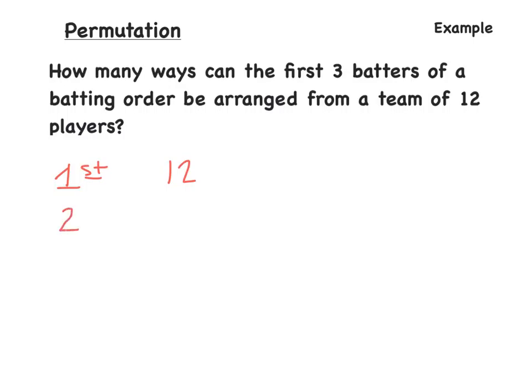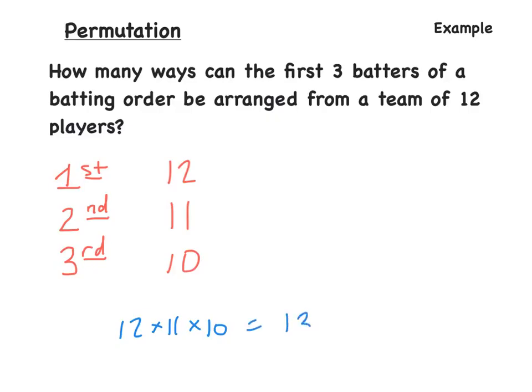Now the second batter, how many batters do we have to choose from? We have 11 batters to choose from because we already have one person batting first. Now for the third batter, we already have somebody batting first and somebody batting second. Now we have 10 people that we can choose from. To find exactly how many ways, all we have to do is multiply 12 times 11 times 10. When we do that, we get 1,320 ways. So this is our answer.